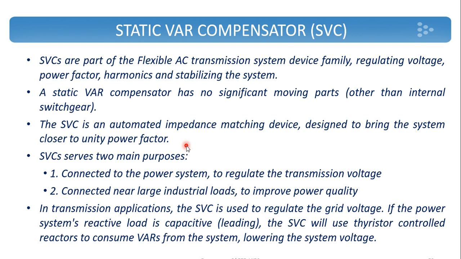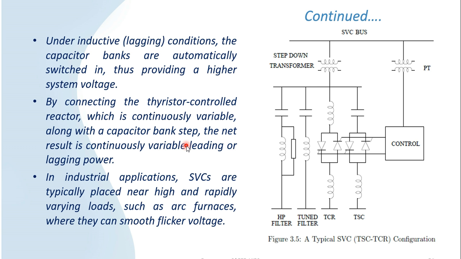If it is a lagging load, leading compensation can be provided to adjust the system voltage. Always the reactive component is related with the system voltage and the active part is related with the system frequency. Under inductive lagging conditions, the capacitor banks are automatically switched in, thus providing a higher system voltage. So if it is lagging, capacitor banks are used. Variable capacitor banks are used.